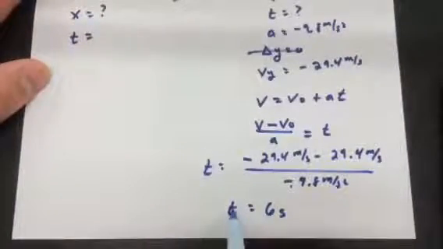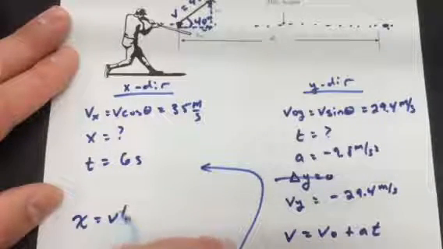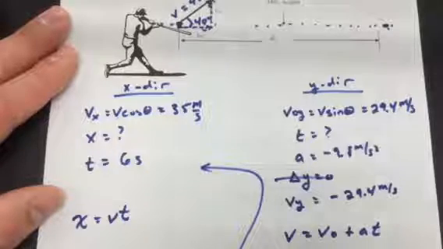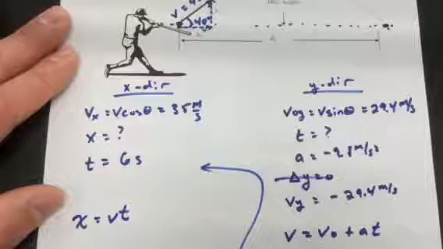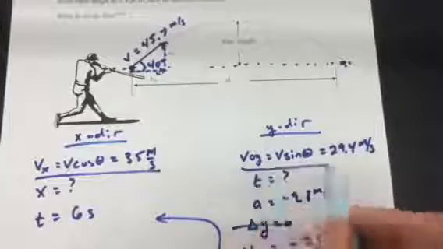So now that we have that time is 6 here, you plug it into the x direction. X is equal to velocity times time. 35 times 6 gives us an x distance traveled of 210 meters. All right. So, still a relatively simple type of problem, a lot of work. This is the most commonly missed part of the problem.